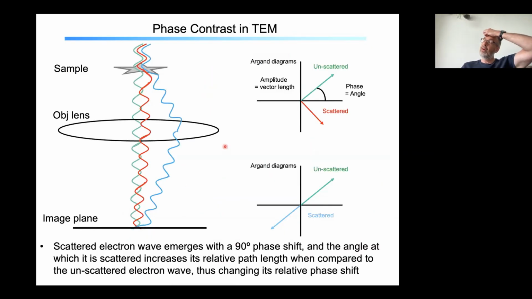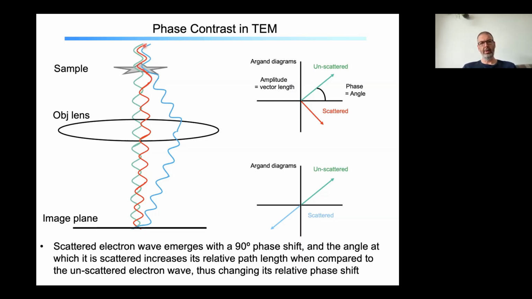So in phase contrast TEM, we have our sample, and in green here the incident electrons. This is your electron wave that just goes through the sample, and the majority of the time it doesn't actually interact with your sample at all. And so that's your unscattered electron wave. It's in green here.